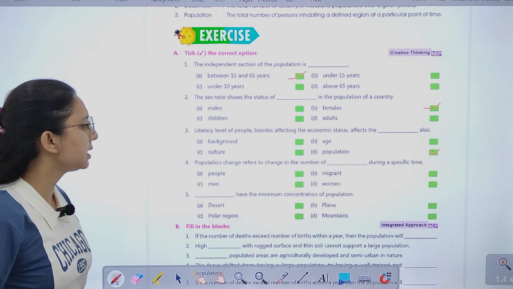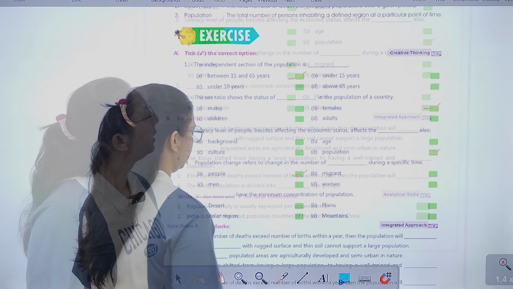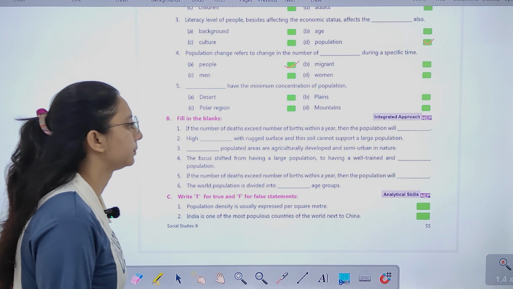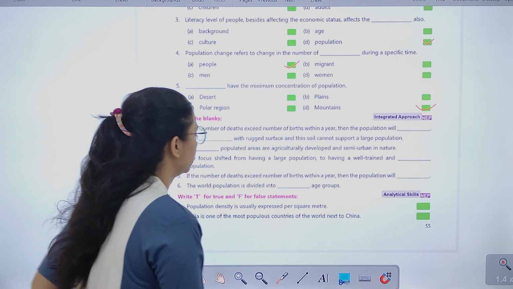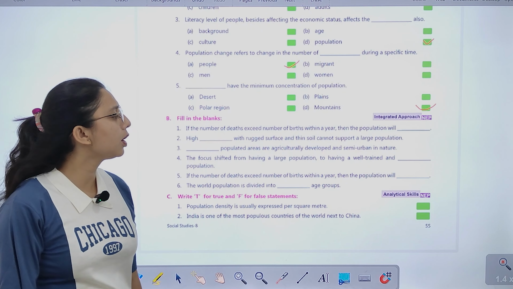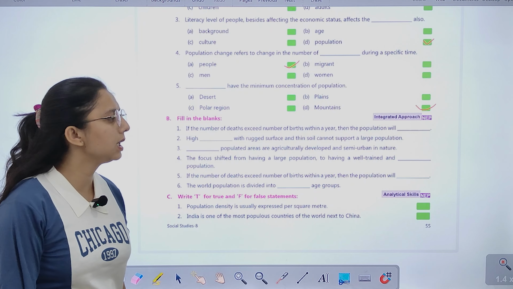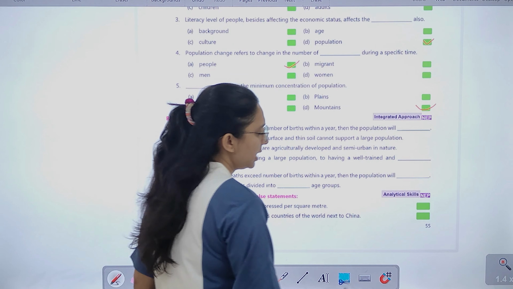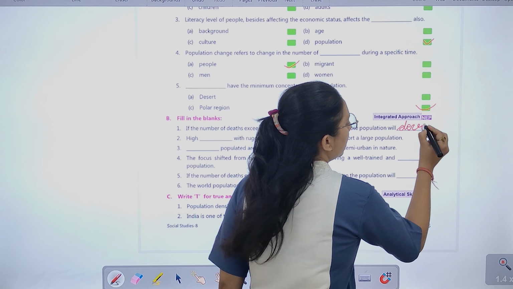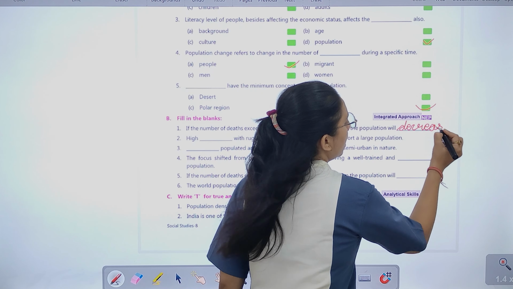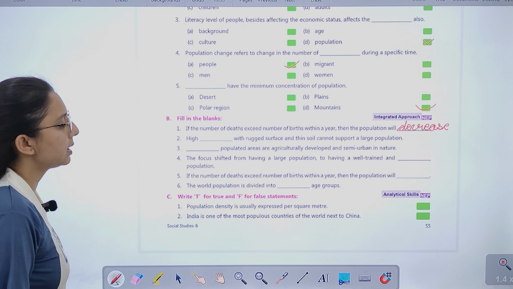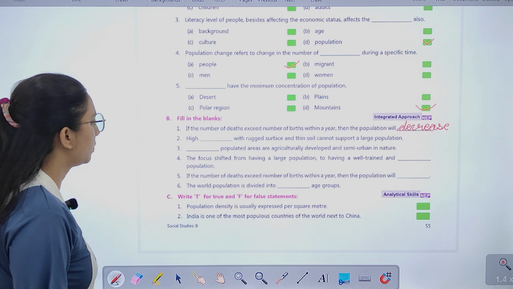Now population change refers to change in the number of people. Dash have the minimum concentration of population. Where? Mountains. Now fill in the blanks. If the number of deaths exceeds the number of births within a year, the population will increase or decrease. What will the population do? Decrease. High dash with rugged surface and thin soil cannot support large population.